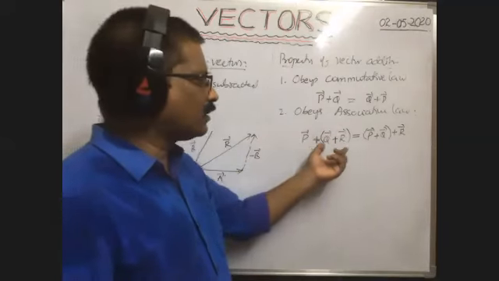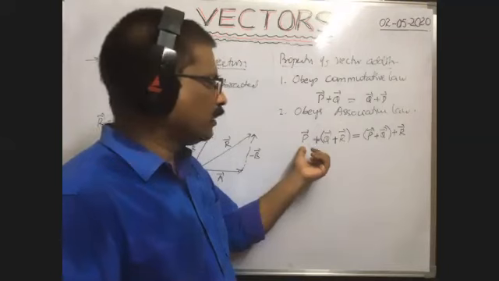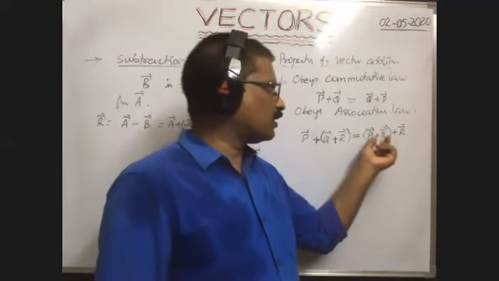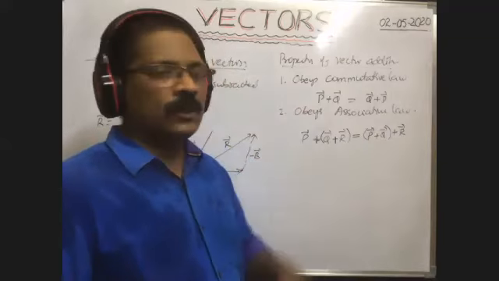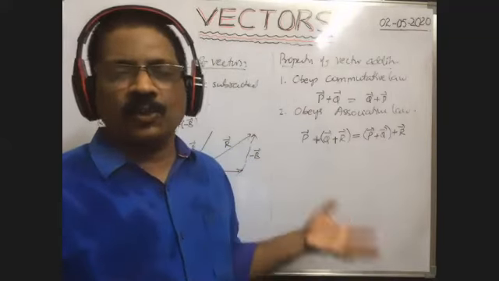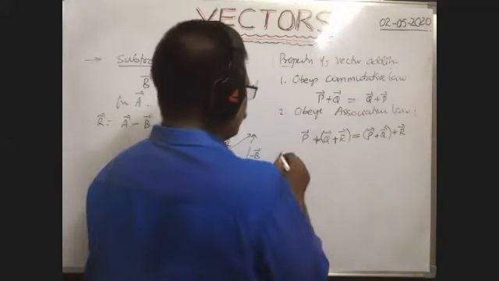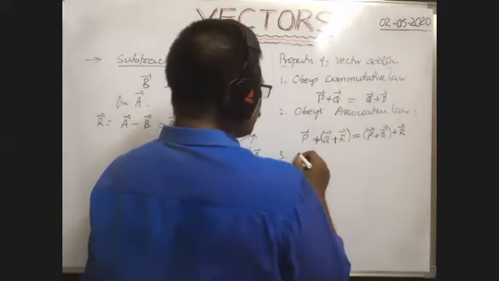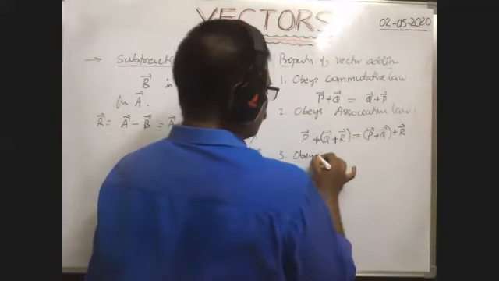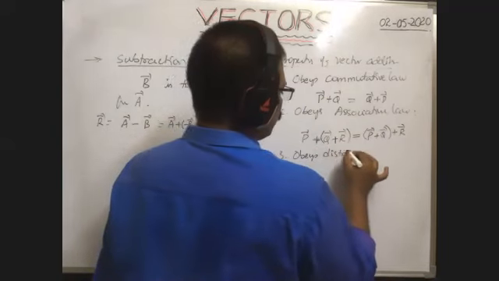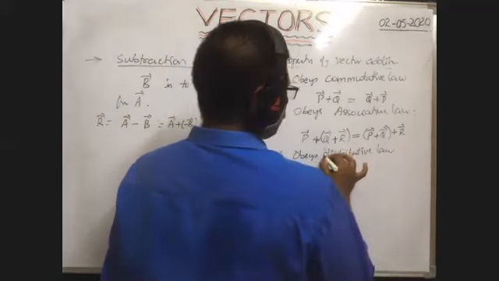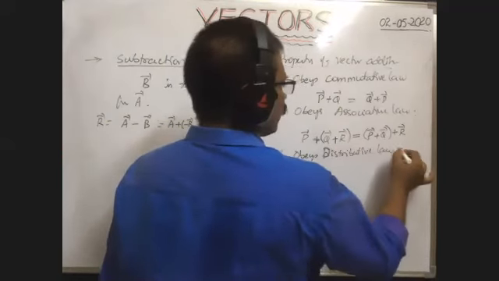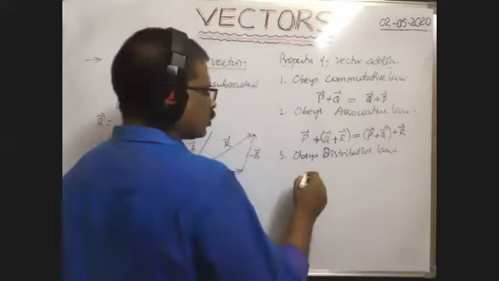When you add the resultant of Q bar and R bar to P bar, or when you add R bar to the resultant of P bar and Q bar, it makes no difference. That is the associative law. So vector addition obeys associative law. In this last one, it obeys distributive law. Vector addition obeys distributive law.